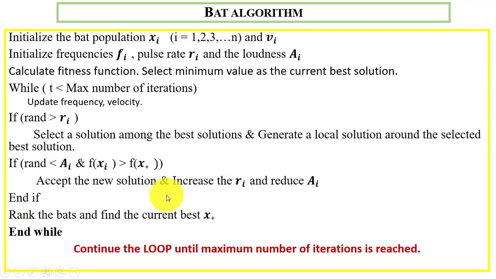Now we are going to rank the bats and find the current best. We will continue this loop until the maximum number of iterations is reached. Until this condition is false, we will continue the loop, and then we will get the best path in the current best solution. Right now in this video I'm just ranking according to whatever we did in the example. But in the program, it will repeat this loop until the condition is false. Done.